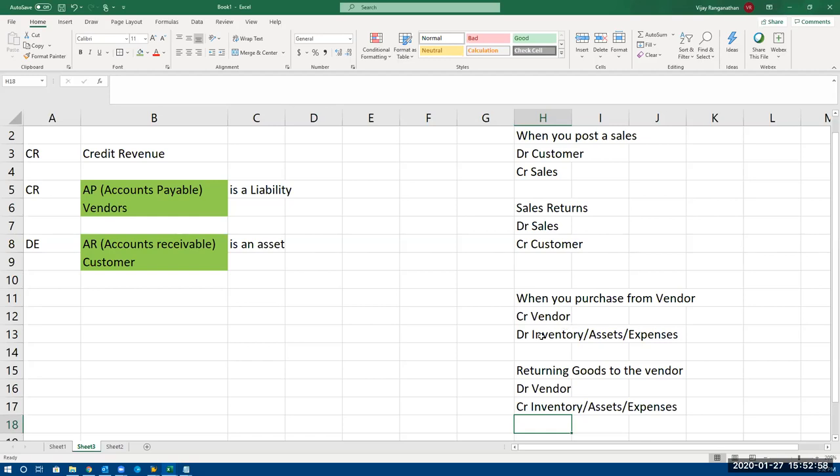So when you debit an inventory, what happens to inventory? Increases. Exactly. So asset increases. Okay, you should remember this. When you debit an asset, debit an inventory, it increases. Make sense? So whenever you buy an asset, inventory, raw material, you debit it because it's going up.